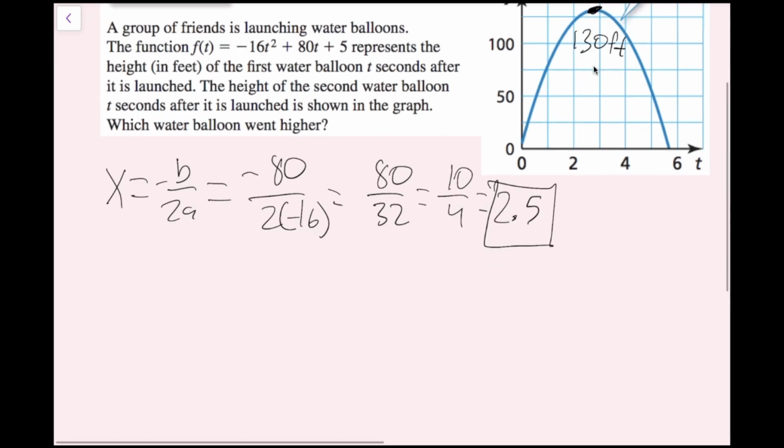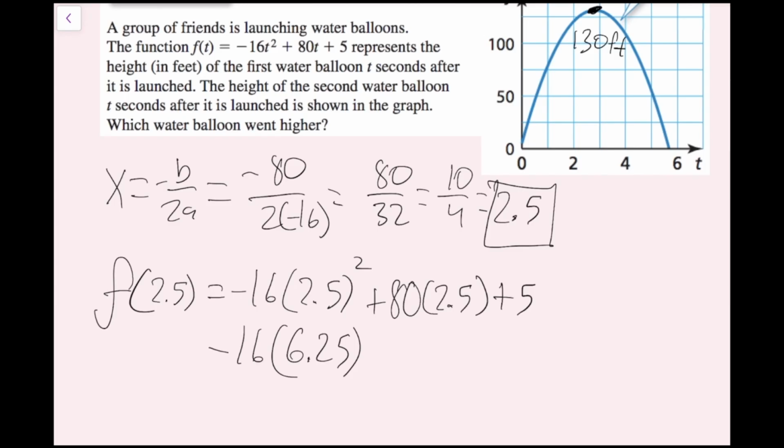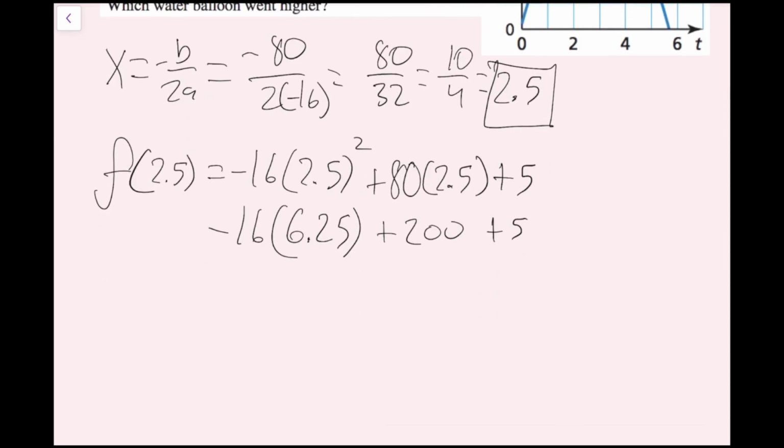So anyway, I'm going to get f of 2.5 equals negative 16 times 2.5 squared plus 80 times 2.5 plus 5. Anyway, I know 2.5 squared is 6.25. Then I'll bring down this negative 16. And then 80 times 2.5 is going to be 200. And then plus 5.